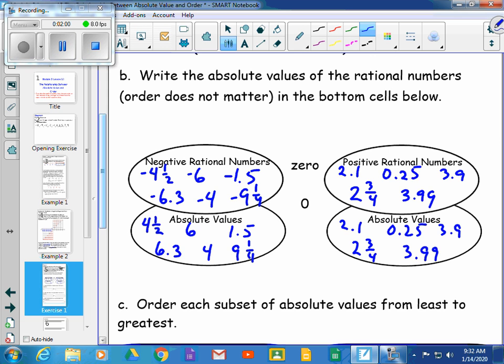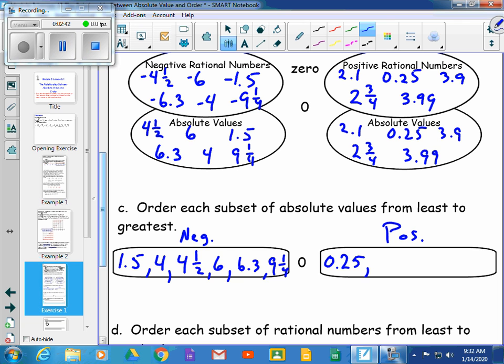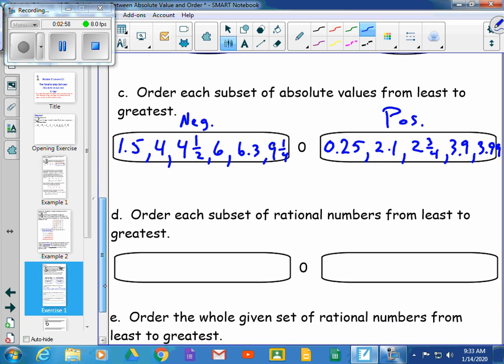Now on the next page, it tells us to order each subset of absolute values from least to greatest. We're going to put the absolute values in order. This subset over here is going to represent the absolute value of the negative numbers. This one's going to represent the absolute value of the positive numbers. So if I put the absolute values of the negative numbers in order from least to greatest, I would have 1.5, 4, 4.5, 6, 6.3, and then 9 1/4. For the positive numbers, their order of absolute values would look like this: 0.25, 2.1, 2 3/4, 3.9, and then 3.99. So we simply put their absolute values in order from least to greatest.